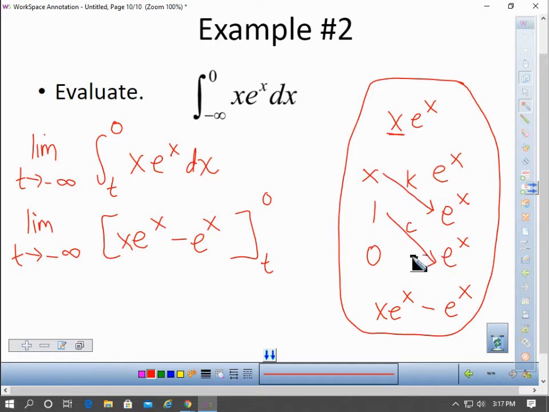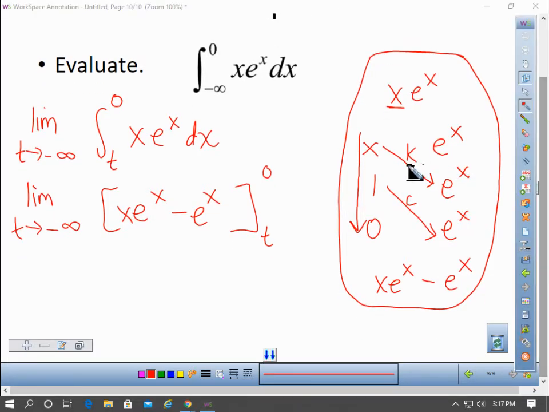And then you do the keep, flip, change along the diagonals. Okay, you just always take whatever your polynomial is and keep taking its derivative until you get 0. And that's how many rows you have. Okay, all right, so now we're ready to keep going with this problem that we found the antiderivative of.